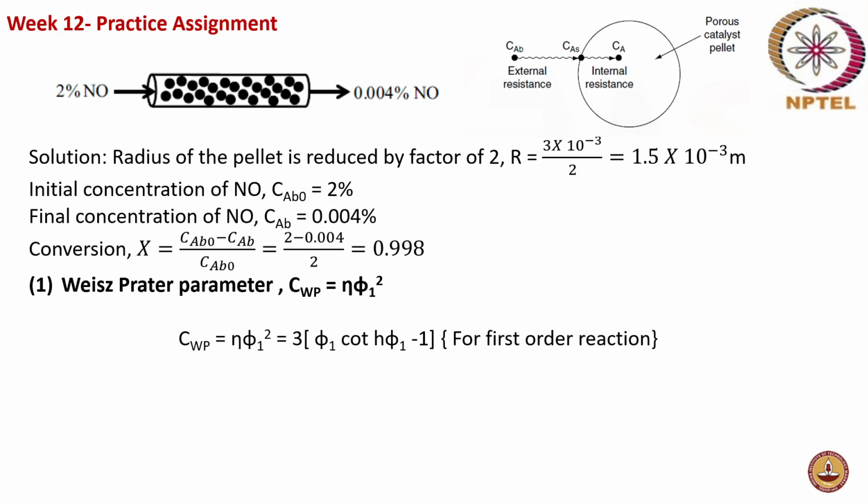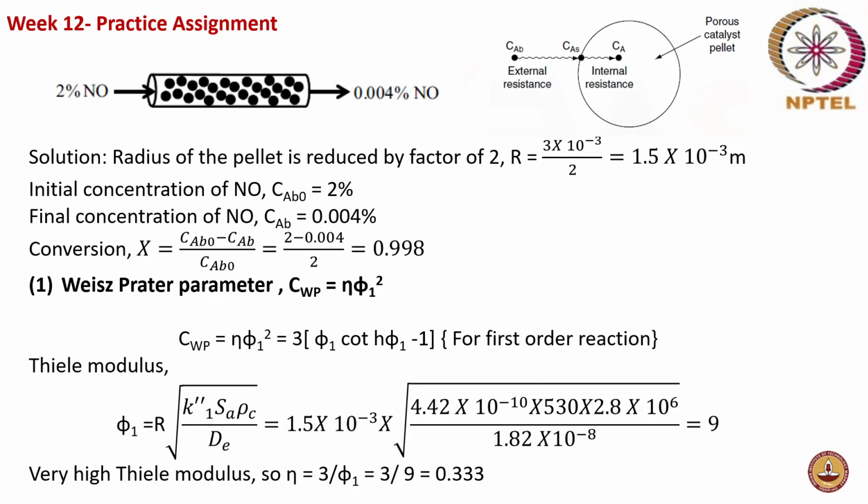Okay. Initial concentration of nitric oxide they have given us 2%. Final concentration is 0.004%. That means we can find out what is the conversion. The conversion is 2 minus 0.004 by 2. That is CAB naught minus CAB by CAB naught. So you will end up with a conversion of 99.8%.